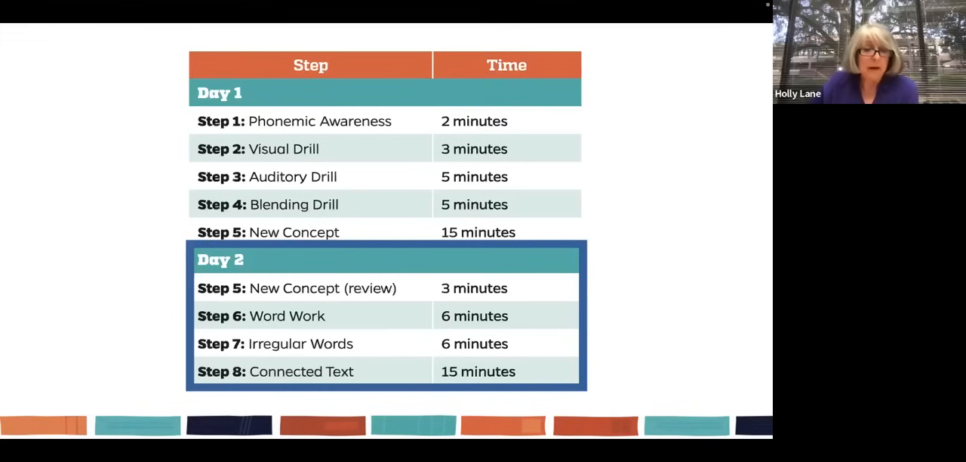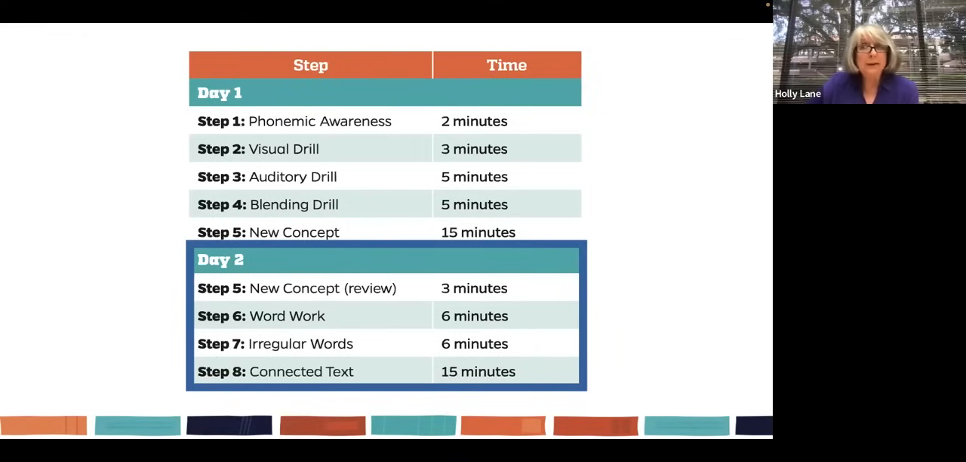So if you look at the times there for this second day, the review for the new concept is pretty quick. You spend a lot of time on day 1 introducing the new concept and practicing the skill. And on day 2, the review is just to remind students to activate their prior knowledge about that new concept. And then you dive right into applying it with word work.